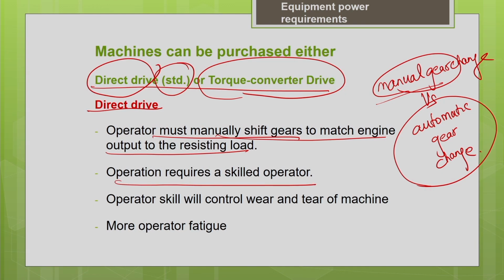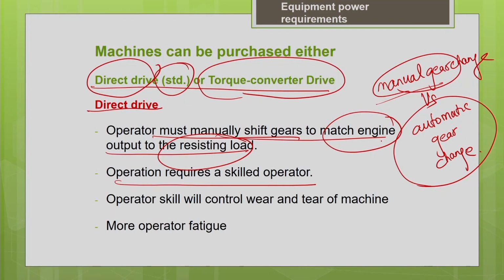Particularly for constantly changing load conditions, the operator has to be very skilled so that he can match the engine output to the resisting load. If there is a mismatch between the engine output and the resisting load, it will result in wear and tear. It will damage your machine. Your vehicle will come to a stall, it will come to a halt if you apply a wrong gear, or there will be a loss in momentum of your machine.